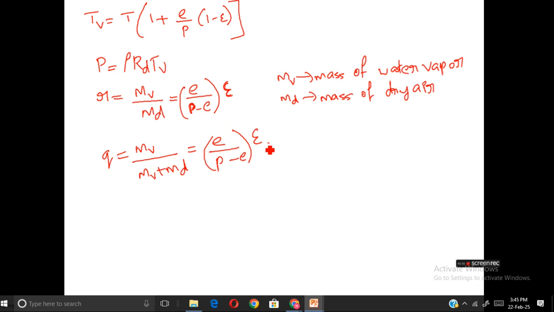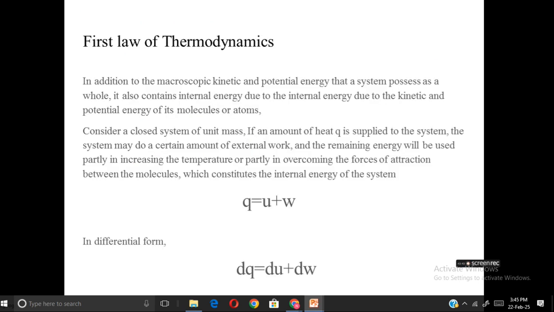Okay, two new terms we learned: one is the mixing ratio, and one is the specific humidity, which is mv by mv plus md. Now we will move on to the next topic, which is the first law of thermodynamics.